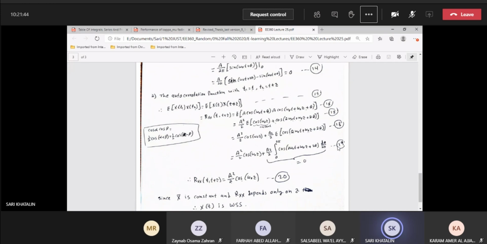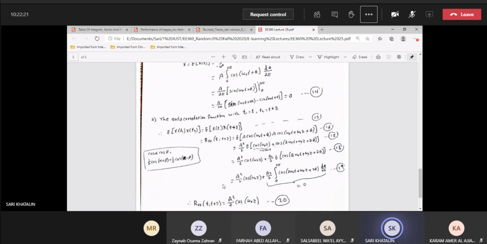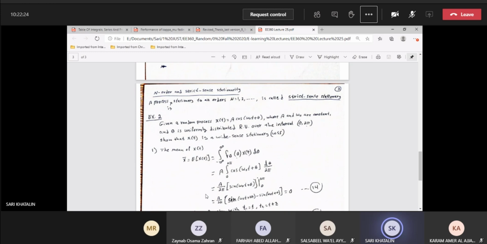So this part is 0. From equation 19, we're going to end up with only this part. And as you can tell here, from equation 20, the autocorrelation is only in terms of tau, it's independent of t. So since the mean for x of t is constant, and also the autocorrelation for x of t depends on tau only and is independent of t, then we can see x of t is wide sense stationary. That's simple, very straightforward. You only have to check two conditions, and that will tell you whether it's wide sense stationary or not.